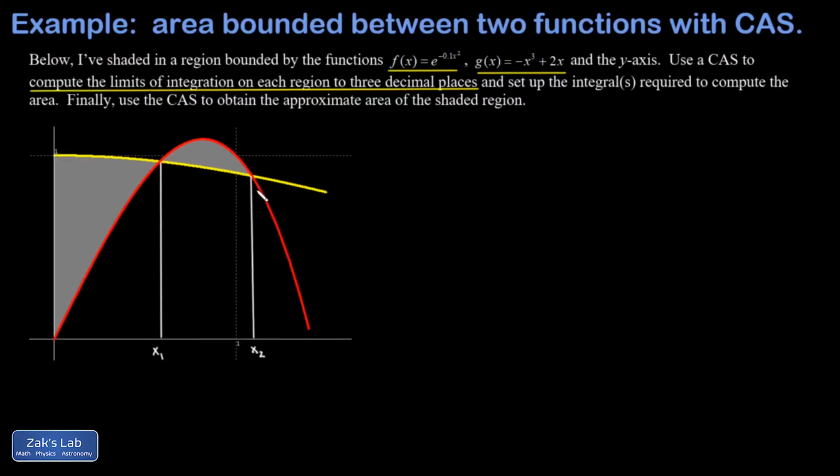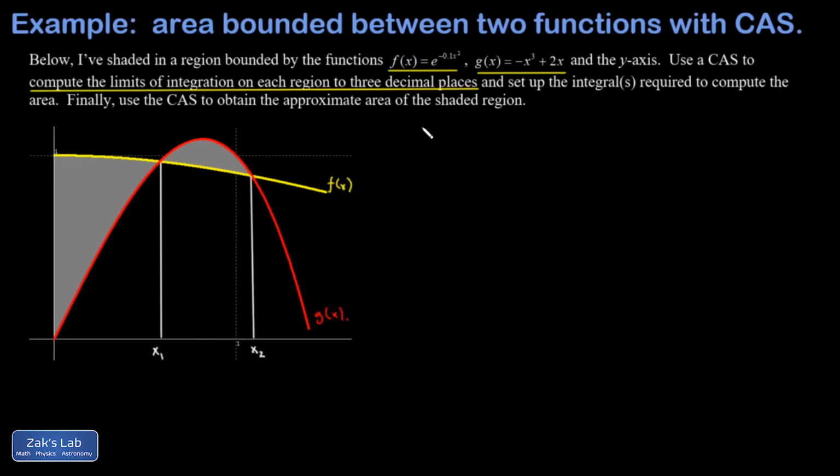I may as well label which function is which real quick. If I look at f of x, f of 0 is 1, and I can see it must be this one. And just to make extra sure, when I look at g of x, g of 0 is 0, so I see that this one is g of x.